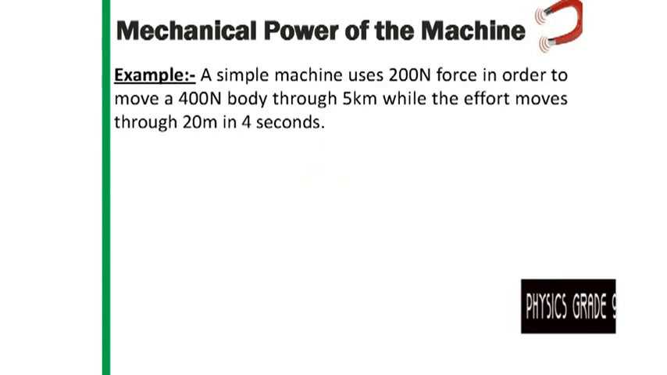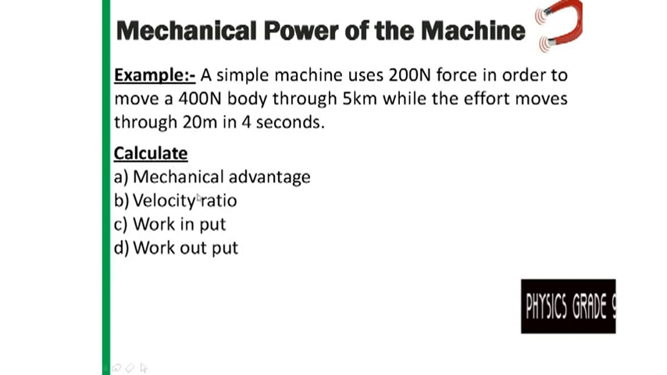So now let's have a look at an example of a problem that we can actually do based on what we've looked at so far in terms of the concepts. So look at this example here. A simple machine uses 200 newtons force in order to move a 400 newton body through 5 meters, while the effort moves through 20 meters in 4 seconds.